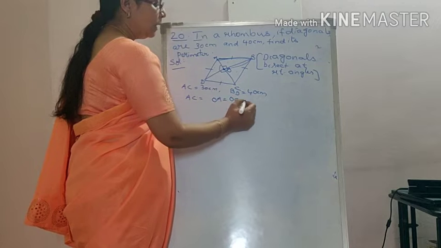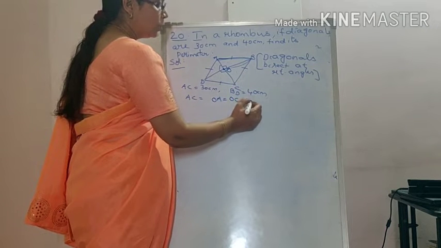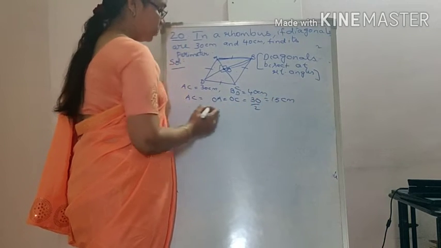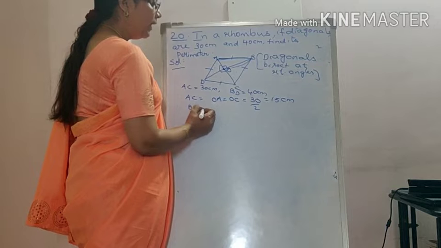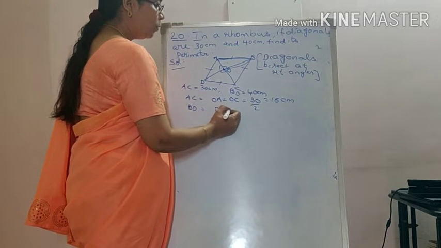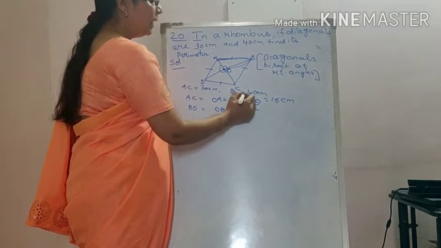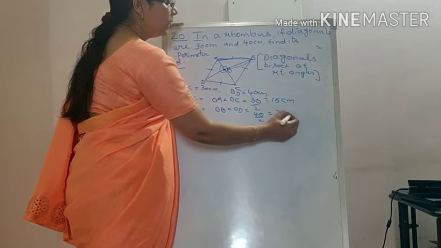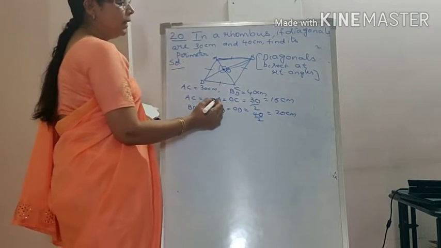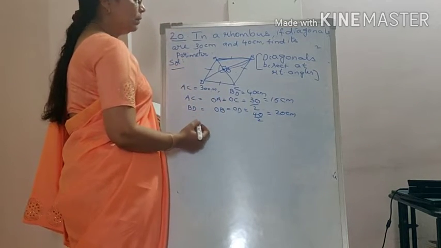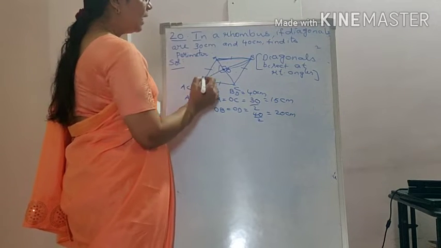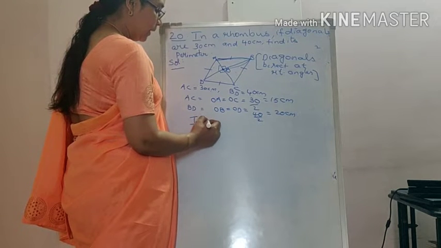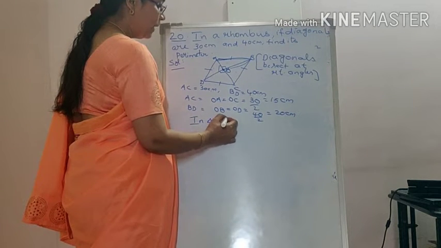AC is 30 centimeters. So OA is equal to OC is equal to 30 by 2, which is 15 centimeters each. Similarly, BD can be divided as OB is equal to OD. BD is 40 centimeters. So it is 40 upon 2. So 20 centimeters. OB is 20, OD is 20, OA is 15, OC is 15. Now we will consider any one of the triangle. Here I am going to consider triangle AOB.